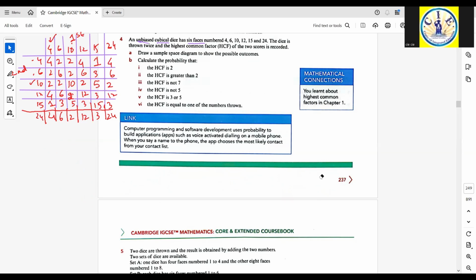Now it is part B. Calculate the probability that the HCF is 2. For how many times are we having 2? Let's count them. 1, 2, 3, 4, 5, 6, 7, 8, 9, 10. And how many are the total outcomes, or the elements in this sample space for total?